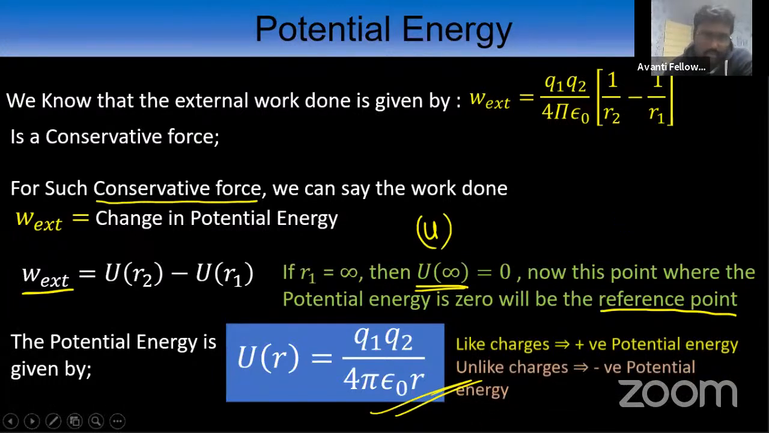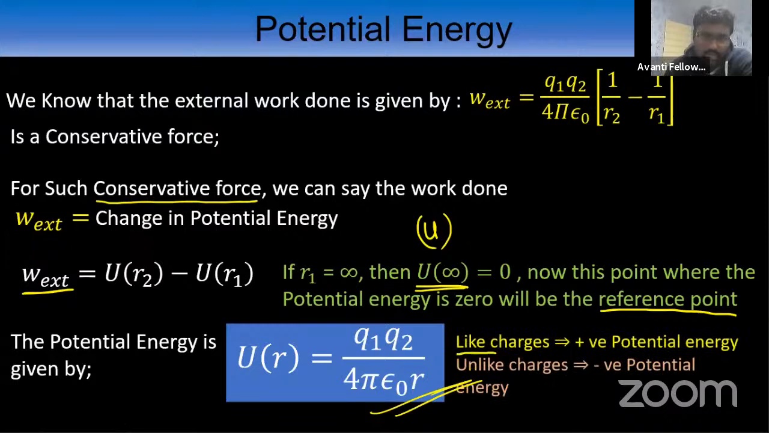So, guys, one more thing. If there are two like charges, then the potential energy is always positive. Please remember, if Q1 and Q2 are two positive charges or two negative charges, then the potential energy is always positive. If Q1 and Q2 are unlike charges, then the potential energy is negative. Okay.